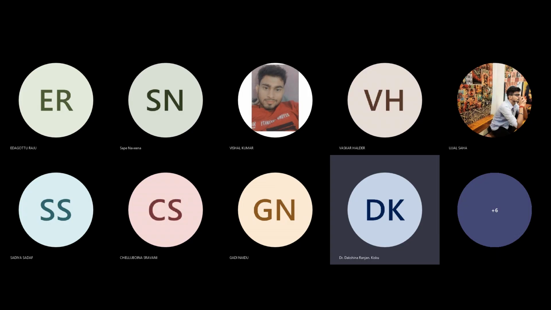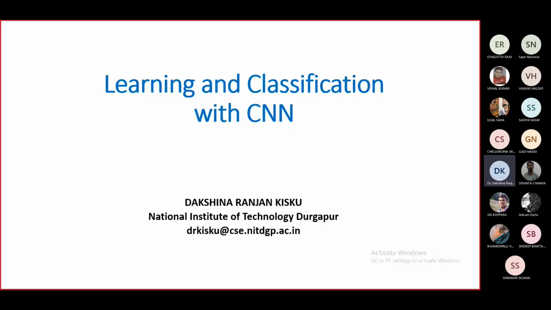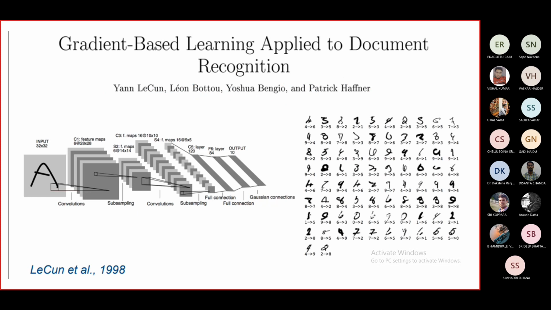About convolutional neural network. So we will be talking about learning and classification with convolutional neural network. Okay. So this topic is the last topic of the syllabus. So I will show you three papers from which you can study about convolutional neural network.